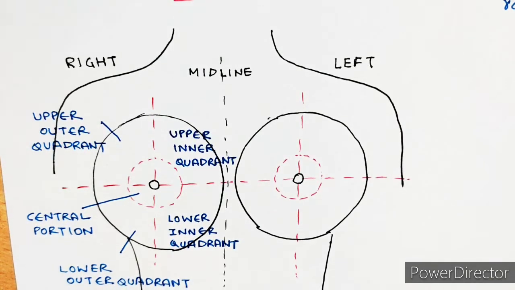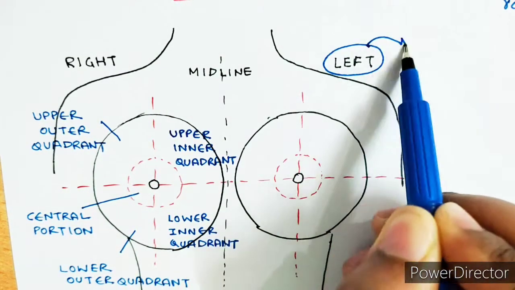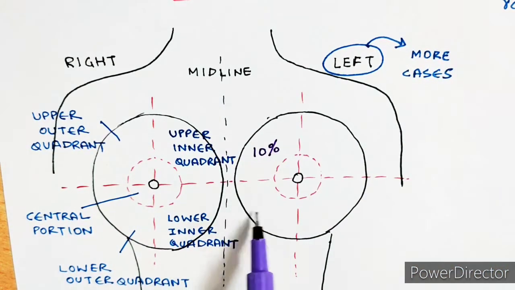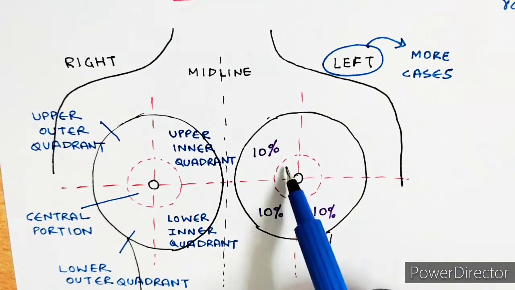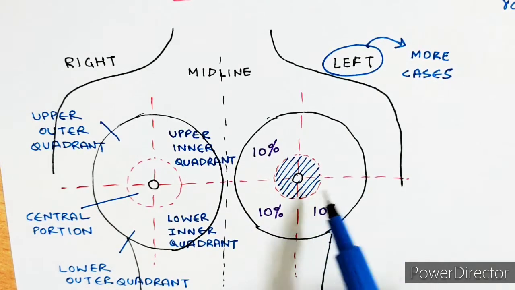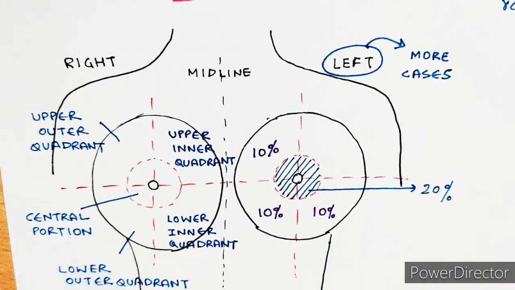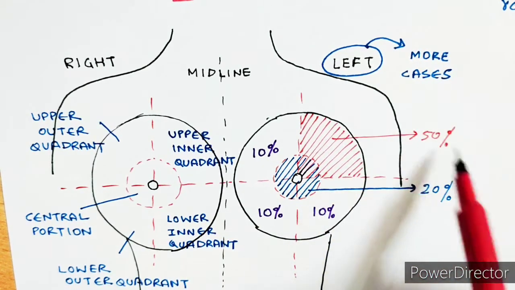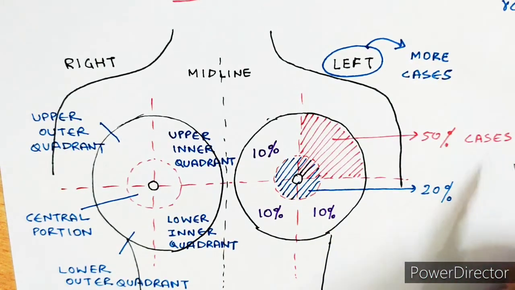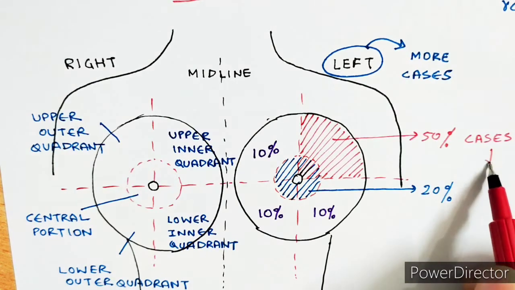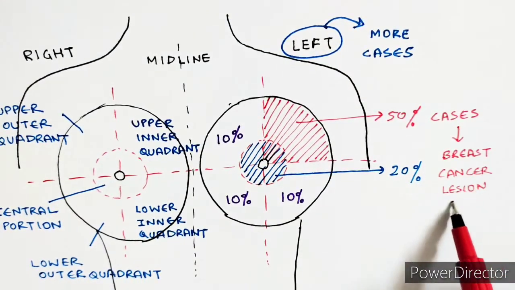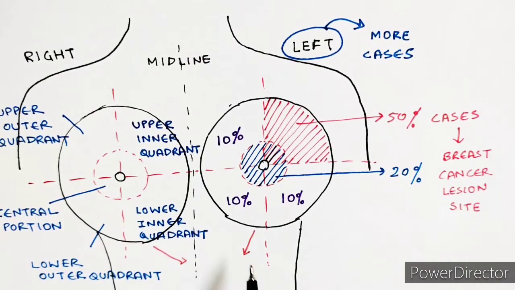It has been seen that breast cancer more often occurs on the left breast than on the right, and the lesion on the upper outer quadrant occurs in almost 50% cases of the breast cancer. In 4% cases, bilateral involvement of breast has been seen.